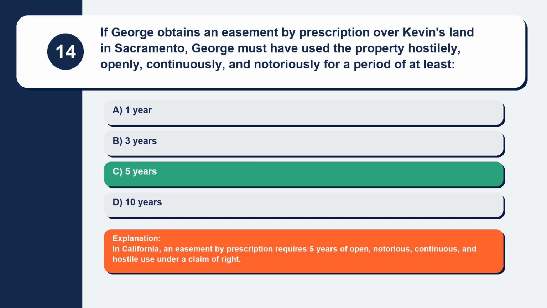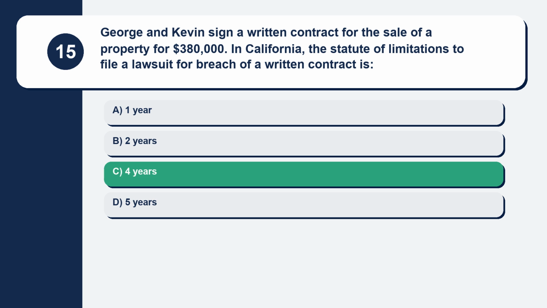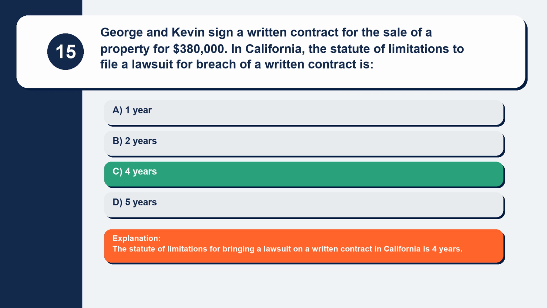Question 15. George and Kevin sign a written contract for the sale of a property for $380,000. In California, the statute of limitations to file a lawsuit for breach of a written contract is. Here are your options. Option A, 1 year. Option B, 2 years. Option C, 4 years. Option D, 5 years. The correct answer is option C, 4 years. Explanation: the statute of limitations for bringing a lawsuit on a written contract in California is 4 years.